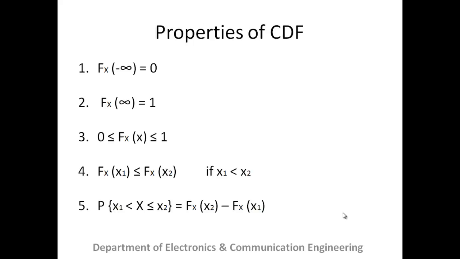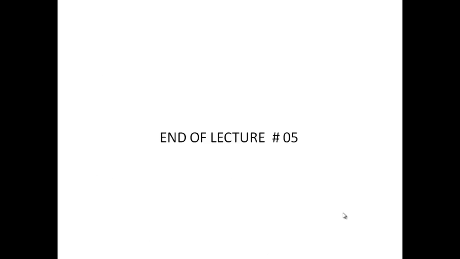And this CDF is naturally a probability, so it is in the range of 0 and 1. And this CDF is an increasing function, so we say the cumulative distribution function for any value x1 is less than that for x2 if x1 is simply less than x2. And we can see that the probability in a range can be calculated as the cumulative distribution function of the upper limit minus the cumulative distribution function of the lower limit. So this marks the end of lecture 5.